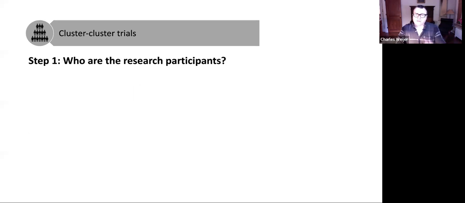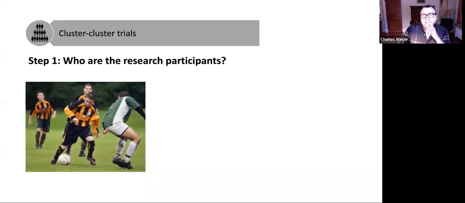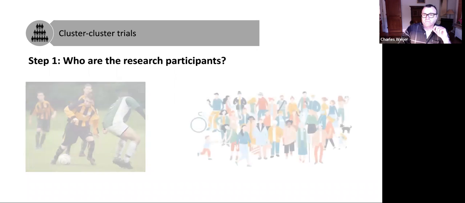So let's think about the DAVE trial here. Who are the research participants? Is it just those members of the community who in fact ended up participating in one of the sporting events? I think the answer to this question is actually no, it isn't just them.